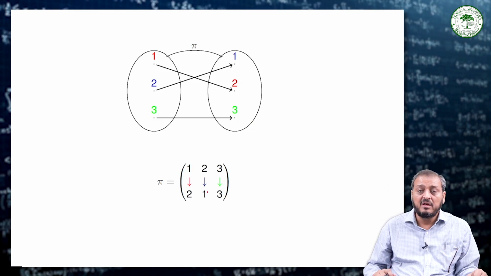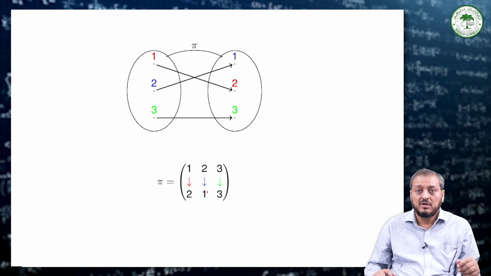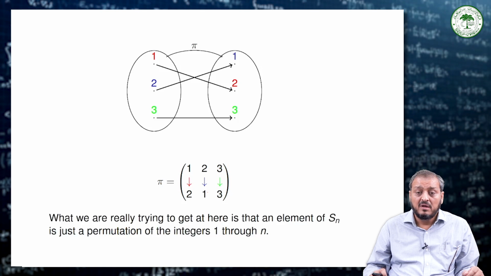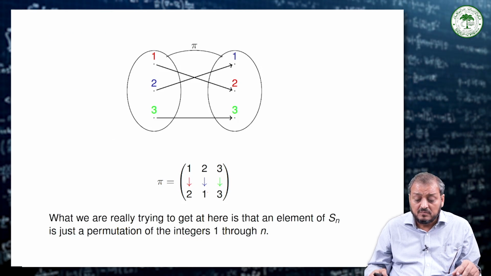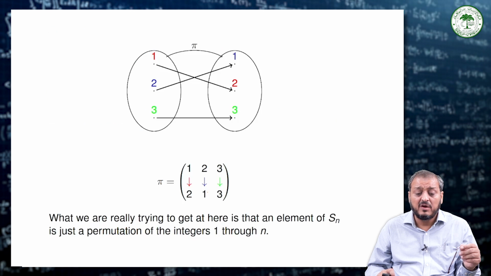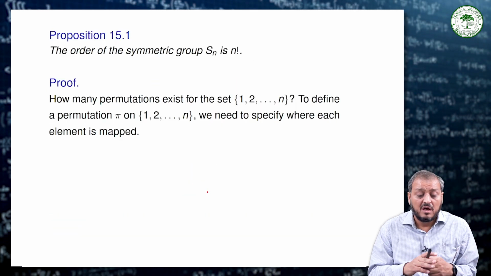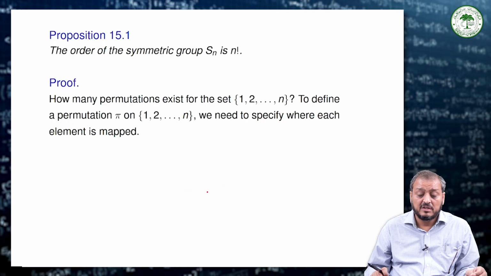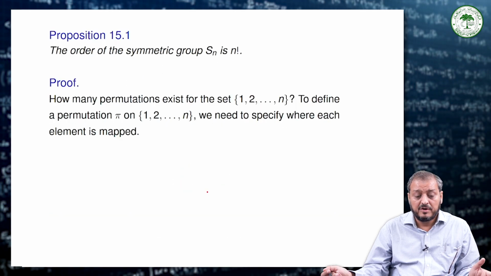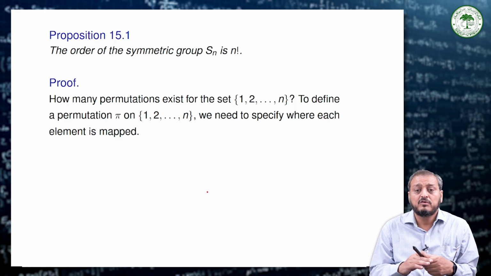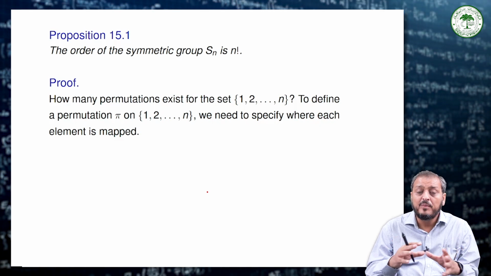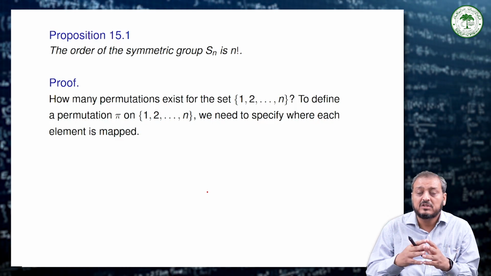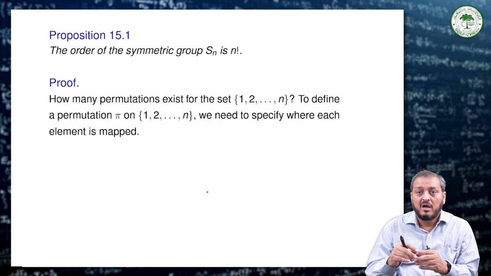Later on we will also say more about this example. First we try to find the order of the symmetric group Sn. The order of the symmetric group Sn is n factorial. Now we have to prove this: how many permutations exist for the set 1 to n.